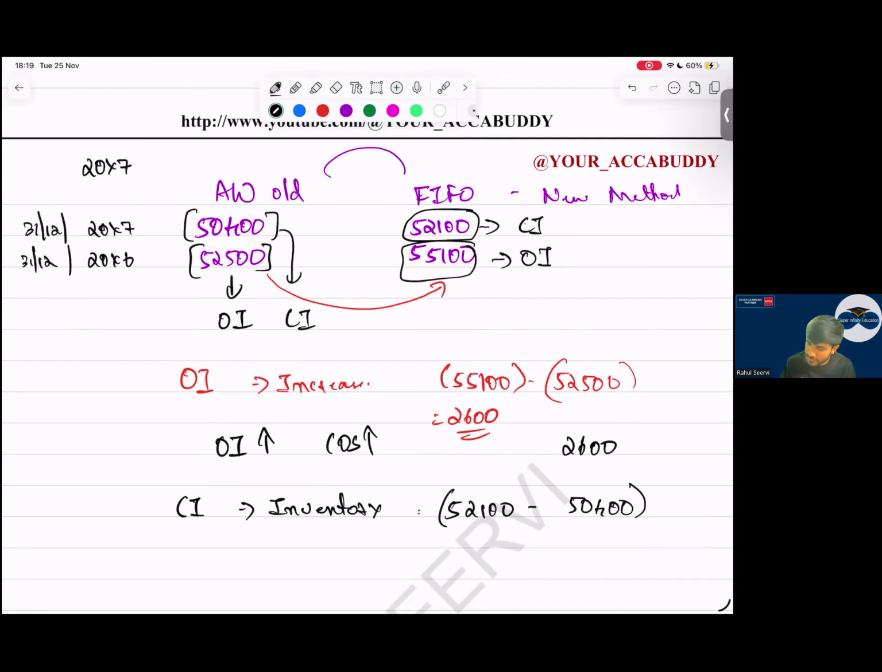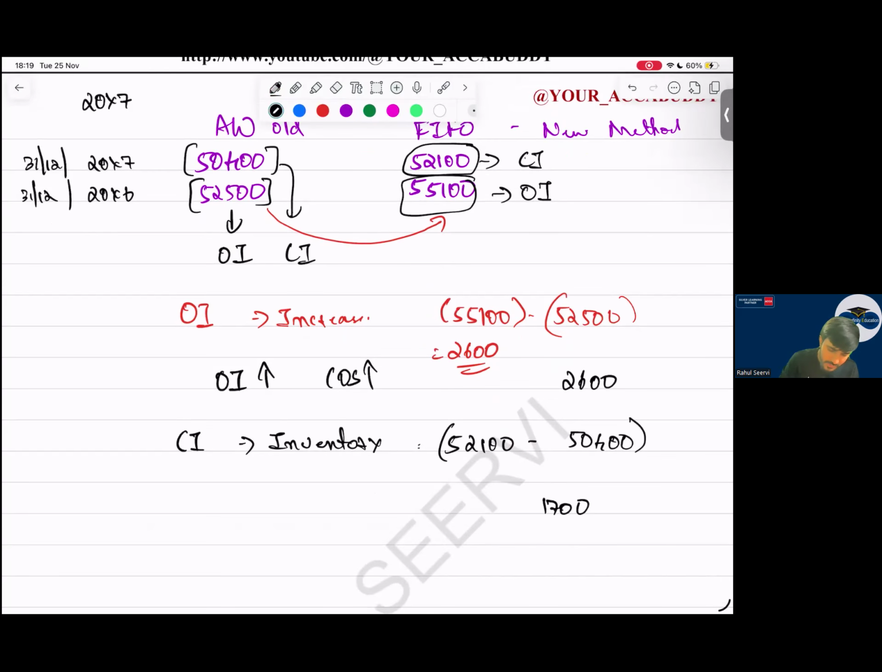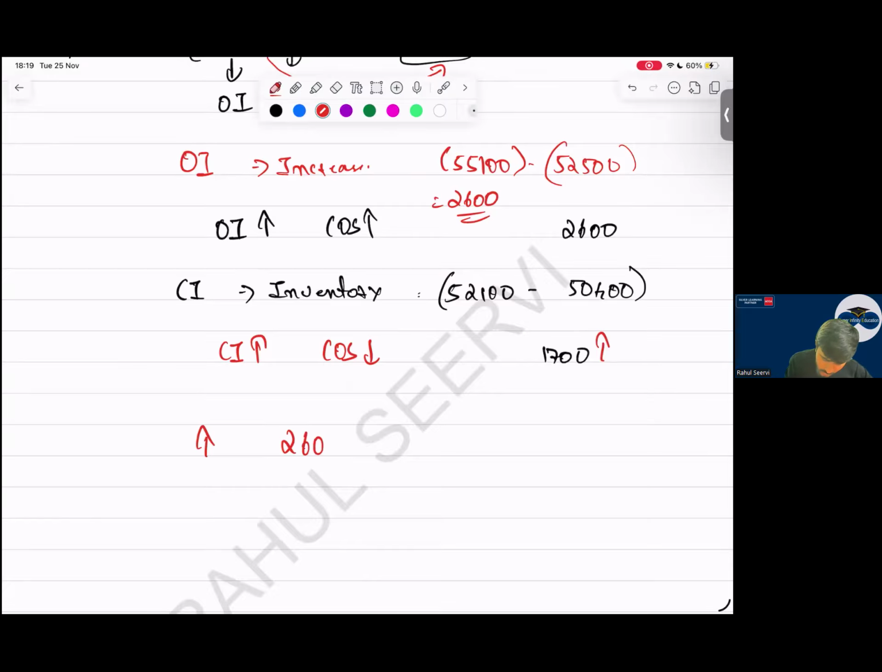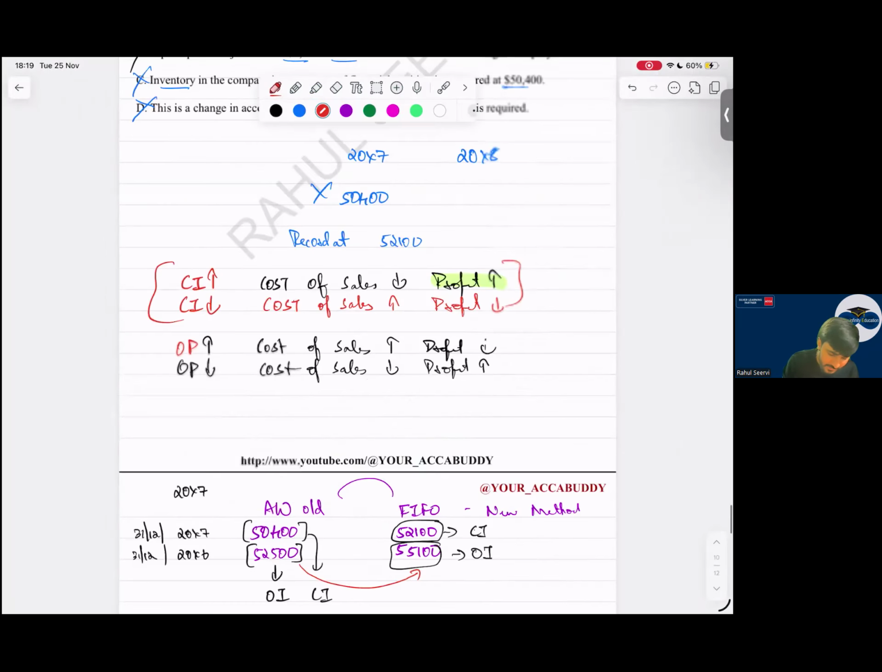So 52,100 minus 50,400. So my closing inventory is increasing by this much. If my closing inventory will increase, what will happen to my cost of sales? My cost of sales will come down. So on one side, my cost of sales is increasing by 2,600. On the other side, my cost of sales is coming down by this amount. So net increase is how much? The net increase in cost of sales is what, beta? 900. It's 900. So the sentence 1 is right here.